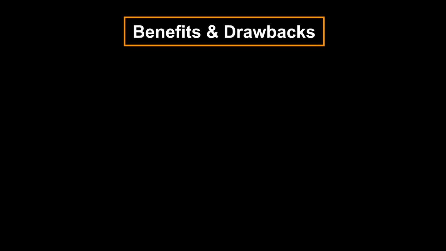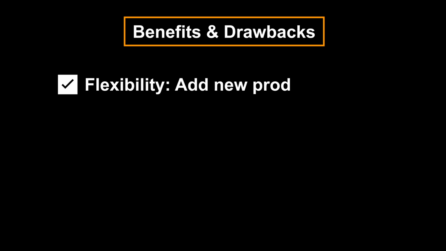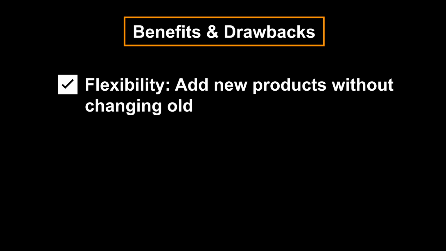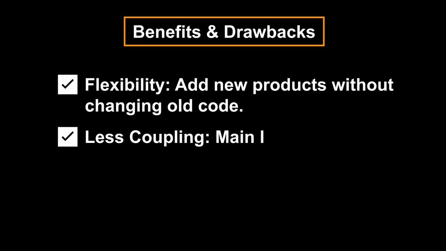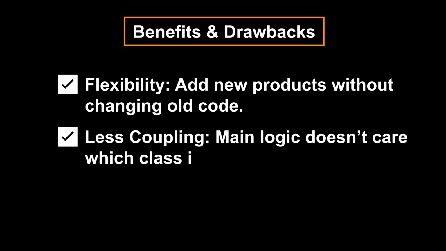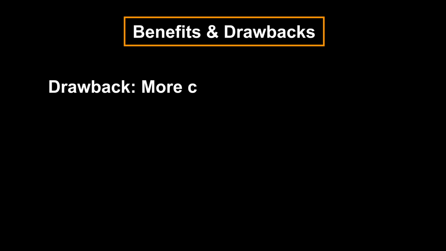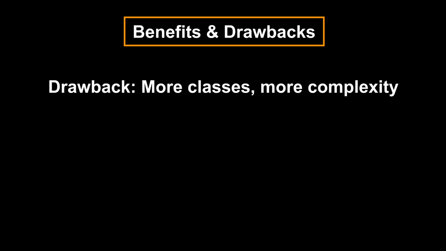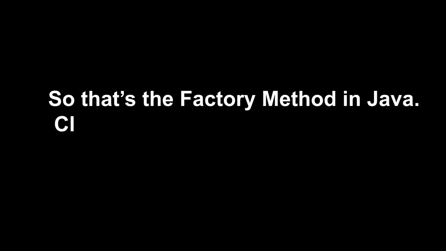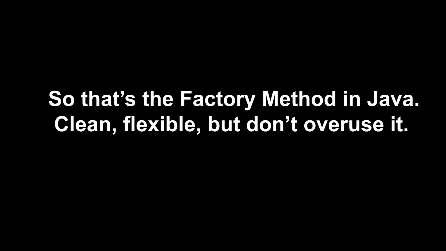The benefits and drawbacks of using factory method design pattern. Flexibility. Adding new products without changing the old code. Less coupling. Main logic doesn't care which class is used. Drawbacks. More classes, more complexity, sometimes overkill. So that's a factory method in Java. Clean, flexible, but don't overuse it.